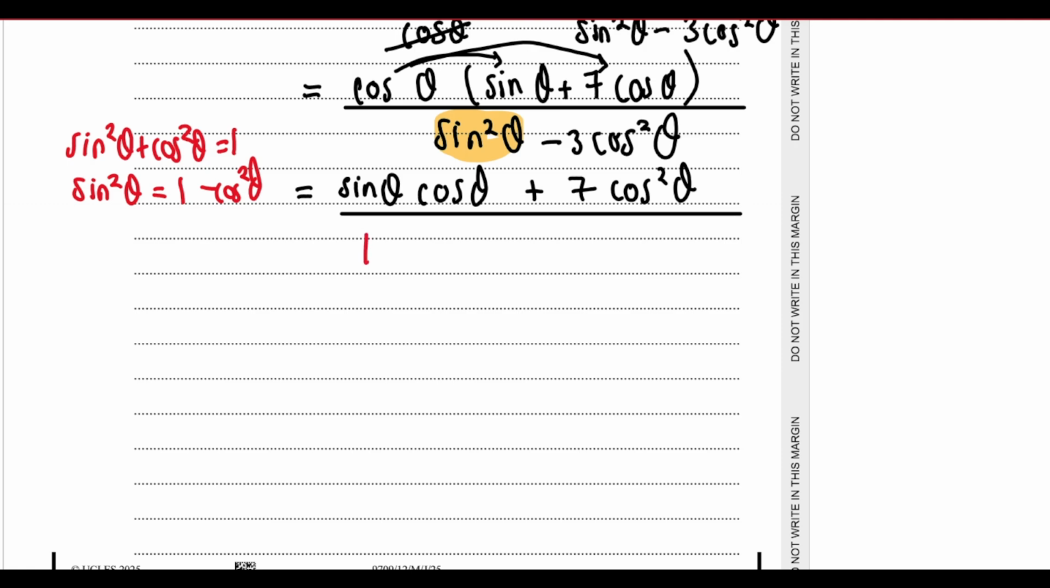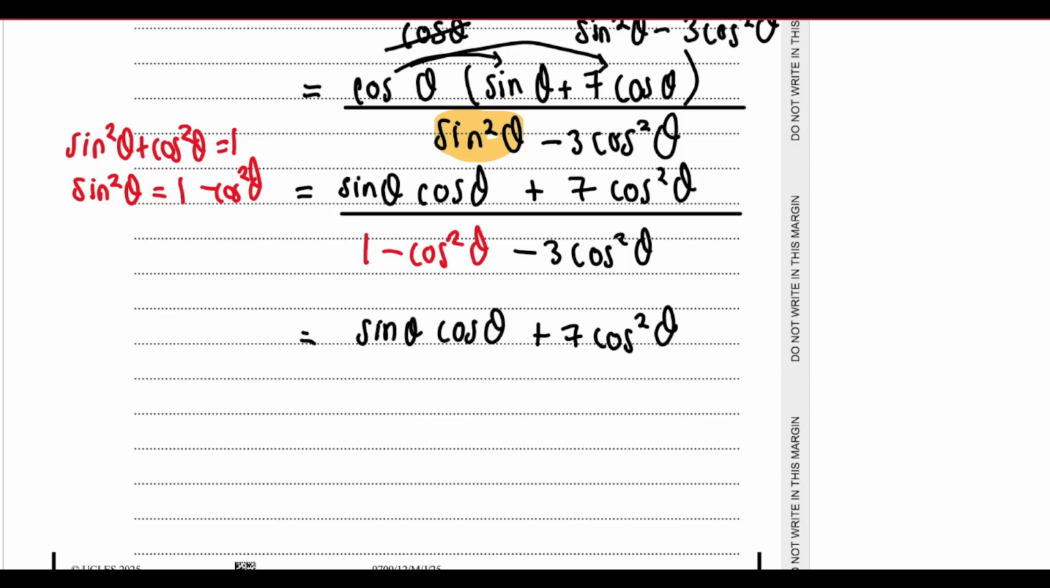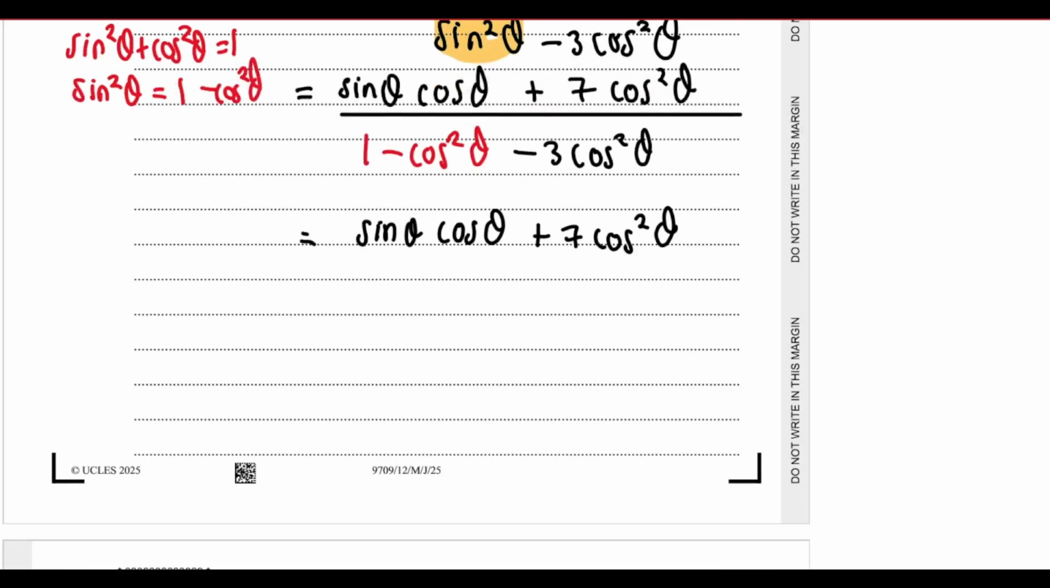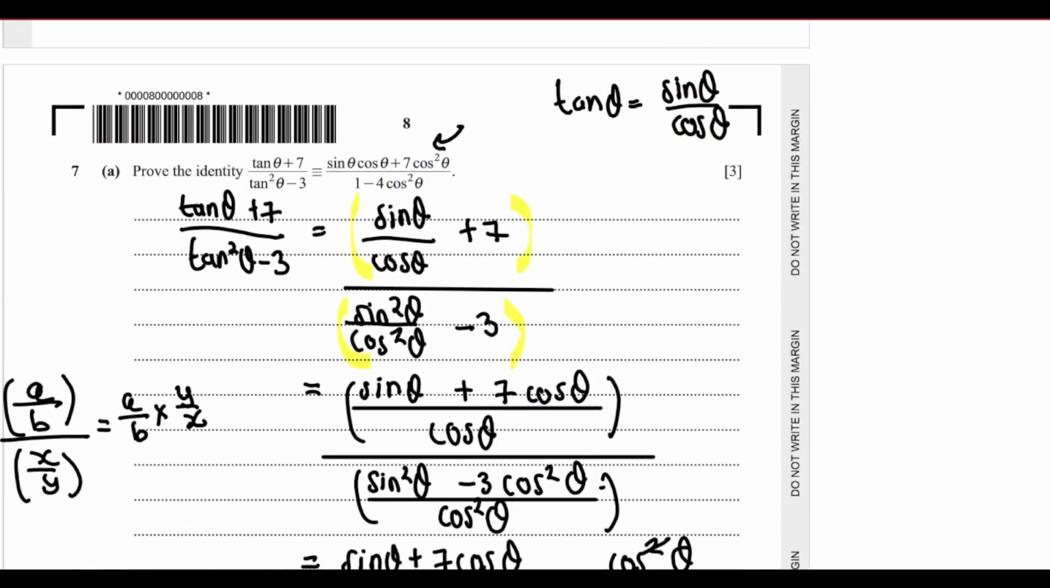So I can write 1 minus cos squared over there, minus 3 cos squared, and then the top stays the same because that's what we want. And at the bottom you have 1 minus 1 cos squared minus 3 cos squared, which is minus 4 cos squared. So 1 minus 4 cos squared. And there we have it.